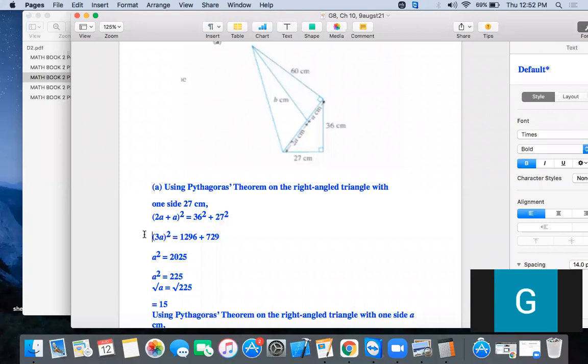Now solve the second step. First of all, solve the bracket. 2a plus a becomes 3a squared as it is, and then the square of 36. 36 multiplied by 36 becomes 1296. And then 27 squared means 27 multiplied by 27, you get 729. Okay.